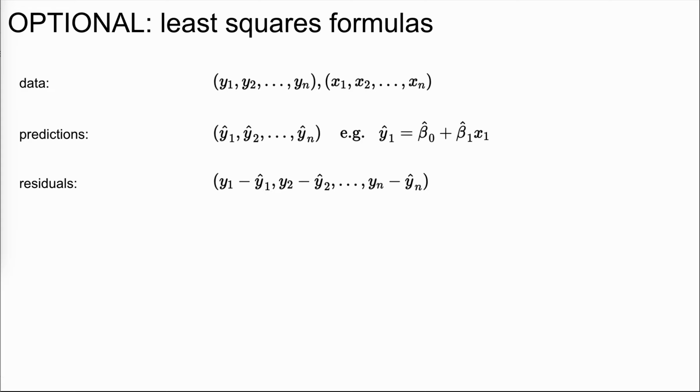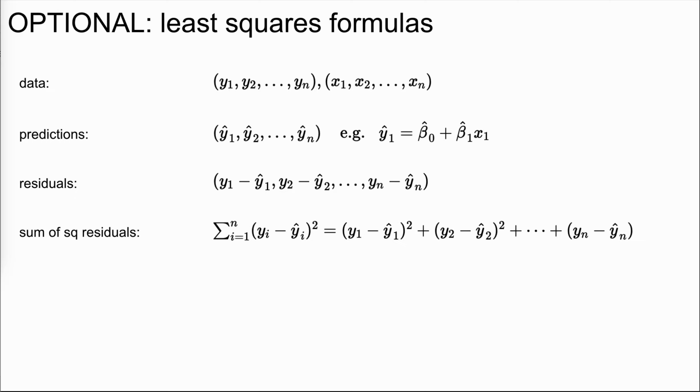Next, we can calculate the residual for each data point, that is, the difference between the observed data points y and their model predictions, y hat. To understand the overall quality of the model predictions, we can sum up the squared residuals. That is, we take the squared residual for the first data point and the squared residual for the second data point, and so on, and add them up. On the left-hand side of this equation is just shorthand notation for summing up the squared residuals for i equals 1 to n.